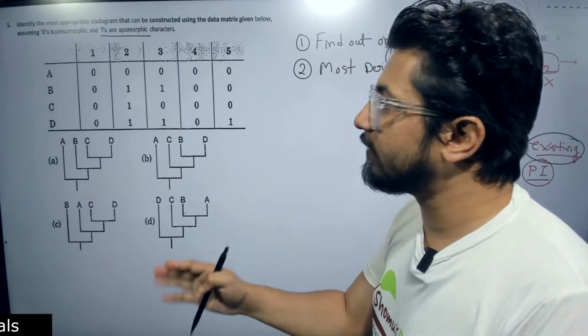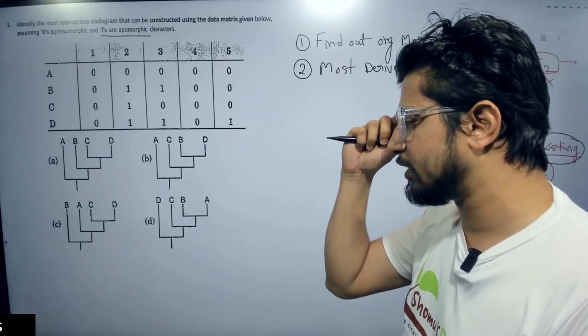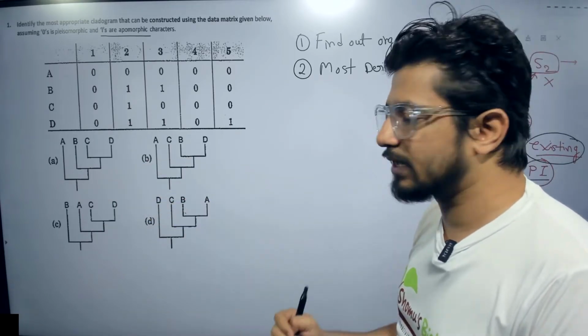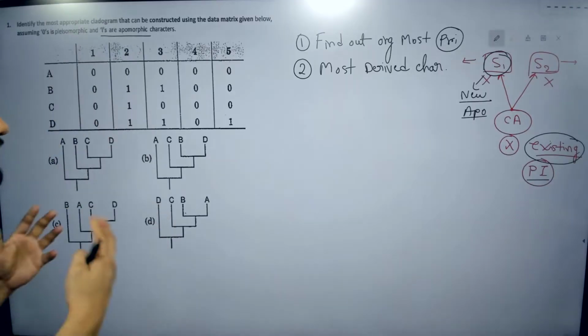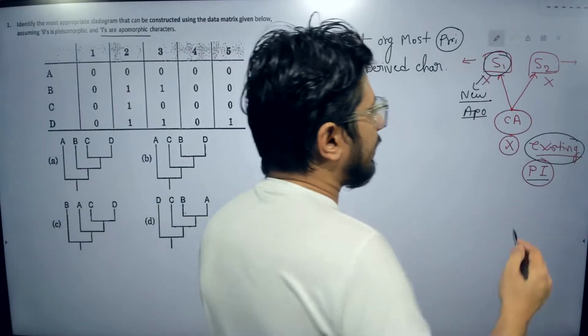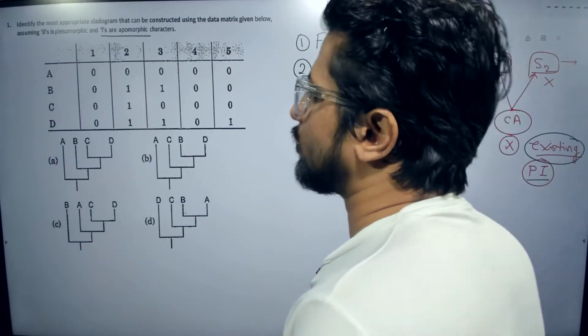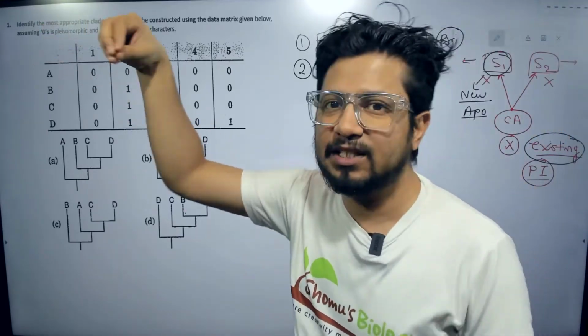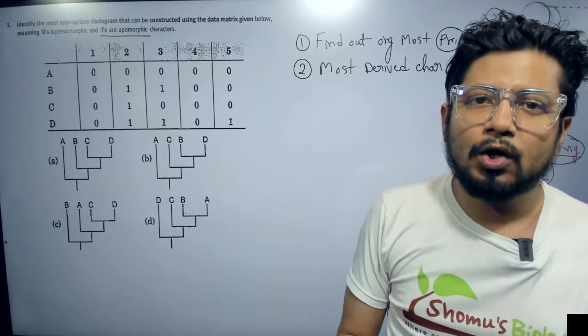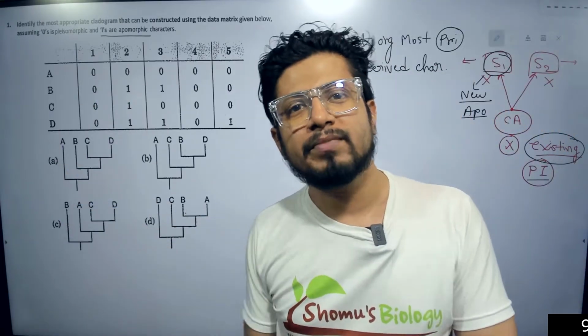And the options are given. This is actually a CSIR NET question from previous years, and they provided you with this cladogram tree. यहाँ से answer निकालना है. So in this case you can clearly see how to find out the organism with the most primitive character. Here the organism with the most primitive character will have all zeros. Zero का मतलब है that is primitive, one is derived. So the organism with maximum zeros is the most primitive.